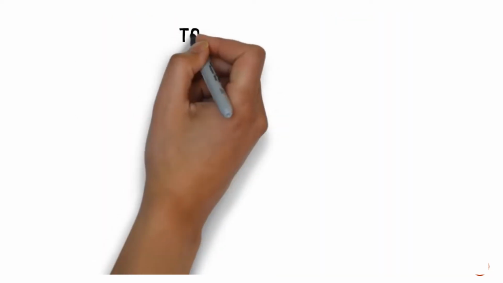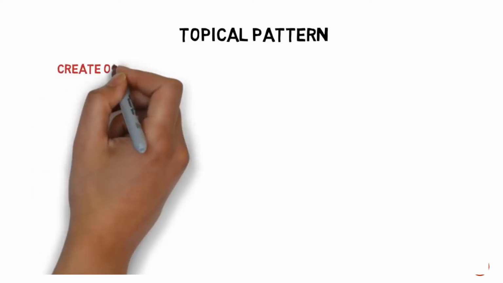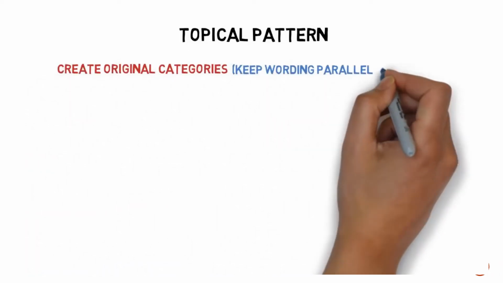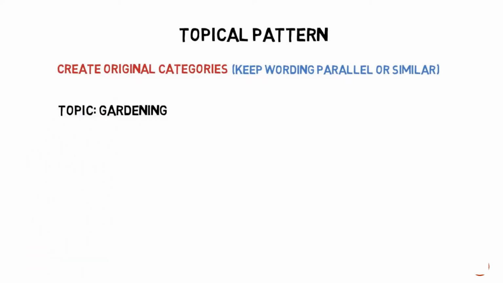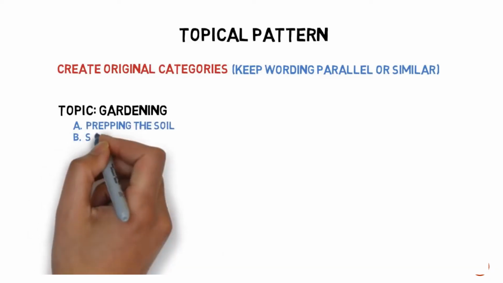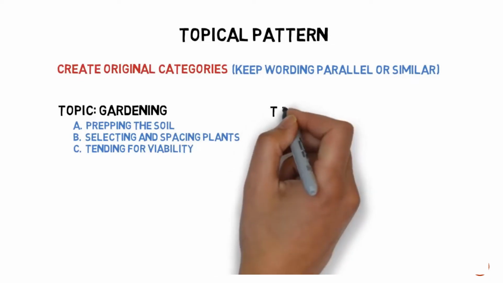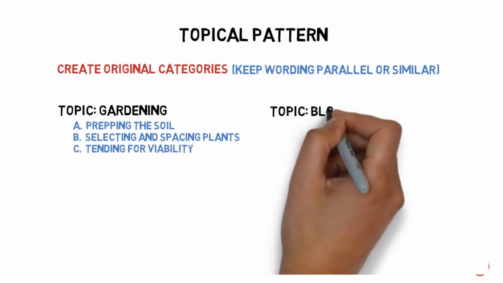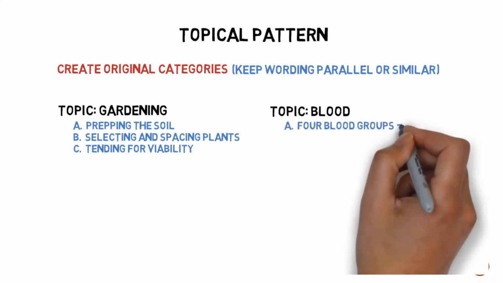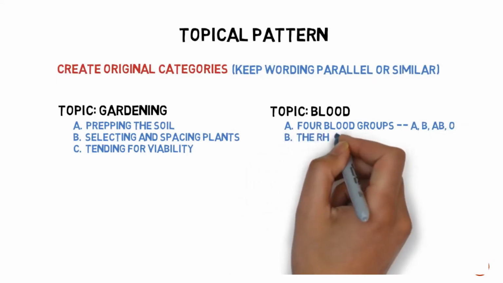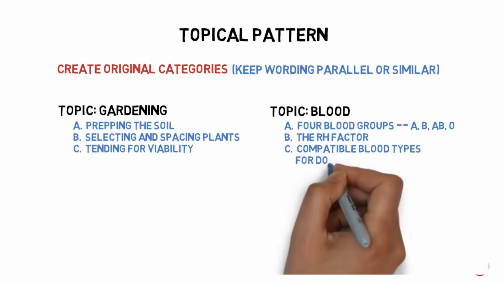Speakers do not necessarily need to use well-known categories and often create their own. However, when creating original categories, try to keep the wording parallel and similar. For instance, the main points for a speech on gardening might be arranged like this: preparing the soil, selecting and spacing plants, and tending to plants to ensure viability. Or, the main points for a speech on blood might be arranged like this: 4 major blood groups, A, B, AB, O, the RH factor, and compatible blood types for donation.